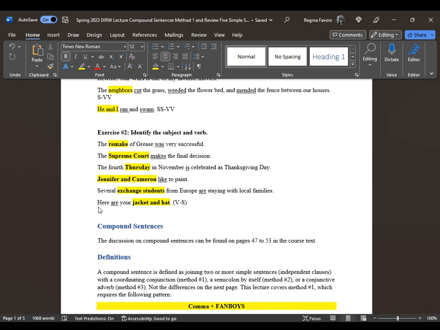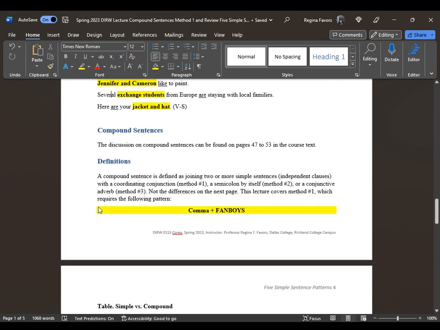The Supreme Court makes the final decision. The fourth Thursday in November is celebrated as Thanksgiving Day. Jennifer and Cameron like to paint. Several exchange students from Europe are staying with local families, and here are your jacket and hat.